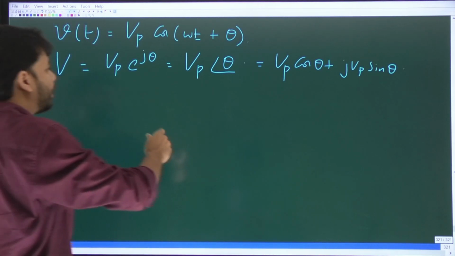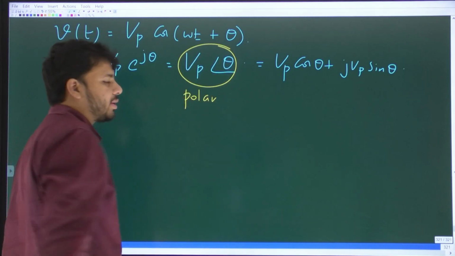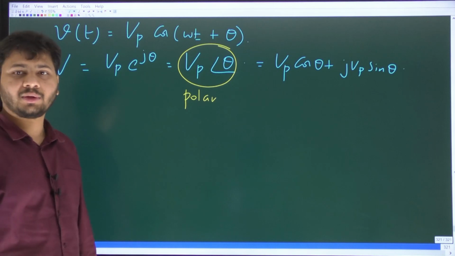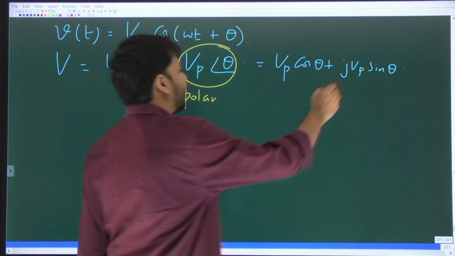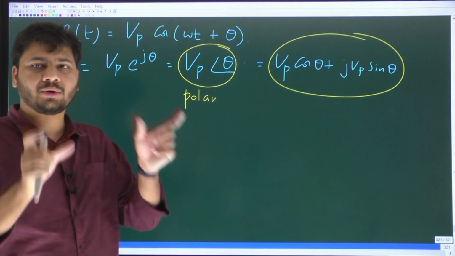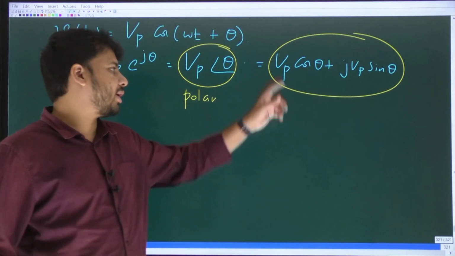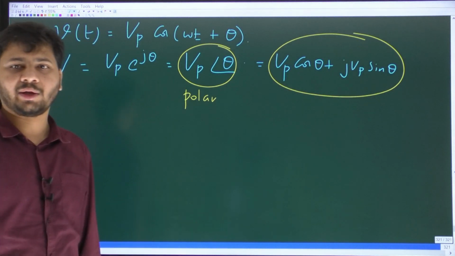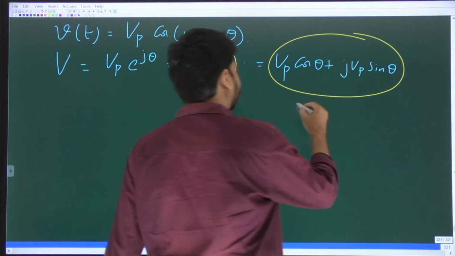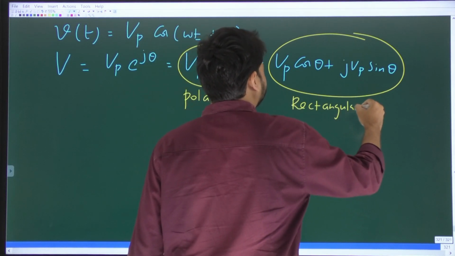So this is very trivial. The representation Vp angle theta is called the polar form representation of the phasor voltage. Whereas Vp cos theta plus jVp sin theta, where you clearly separate the complex number into real part plus j times the imaginary part, is called the rectangular form.